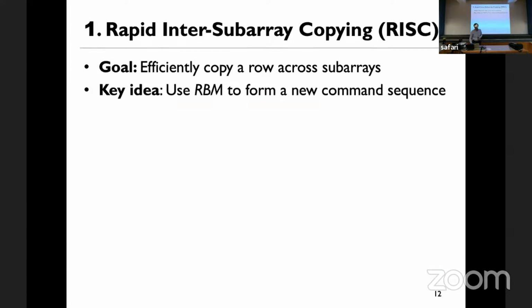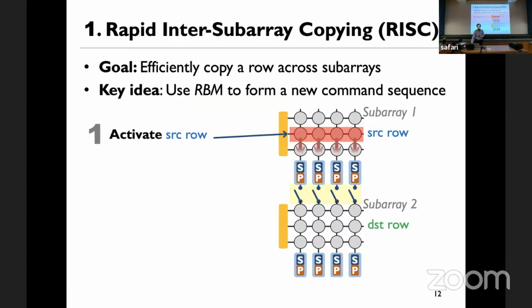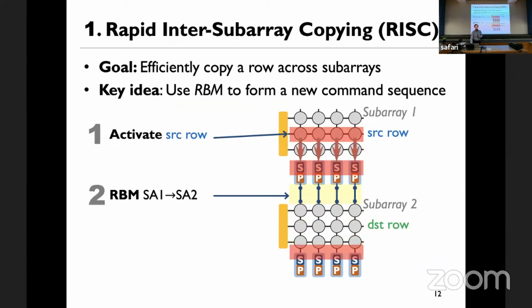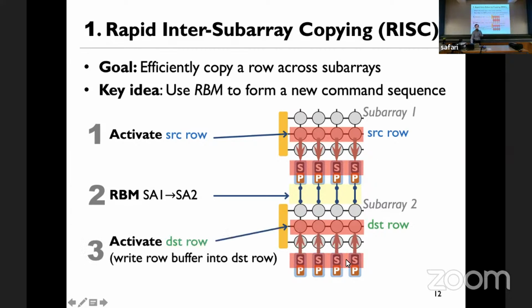Okay. So let's see what kind of use cases this can enable. This can enable clearly copying data between subarrays. As I mentioned, you activate the source row in subarray 1, which brings data into sense amplifiers. You do the row buffer movement, which enables the isolation transistors and copies the data from the sense amplifiers over here to the sense amplifiers over here. And then once you activate the destination row over here, you move the data from the sense amplifiers here to the destination row. It's very similar to RowClone, except there's another step between the two activates, which is the row buffer movement command.